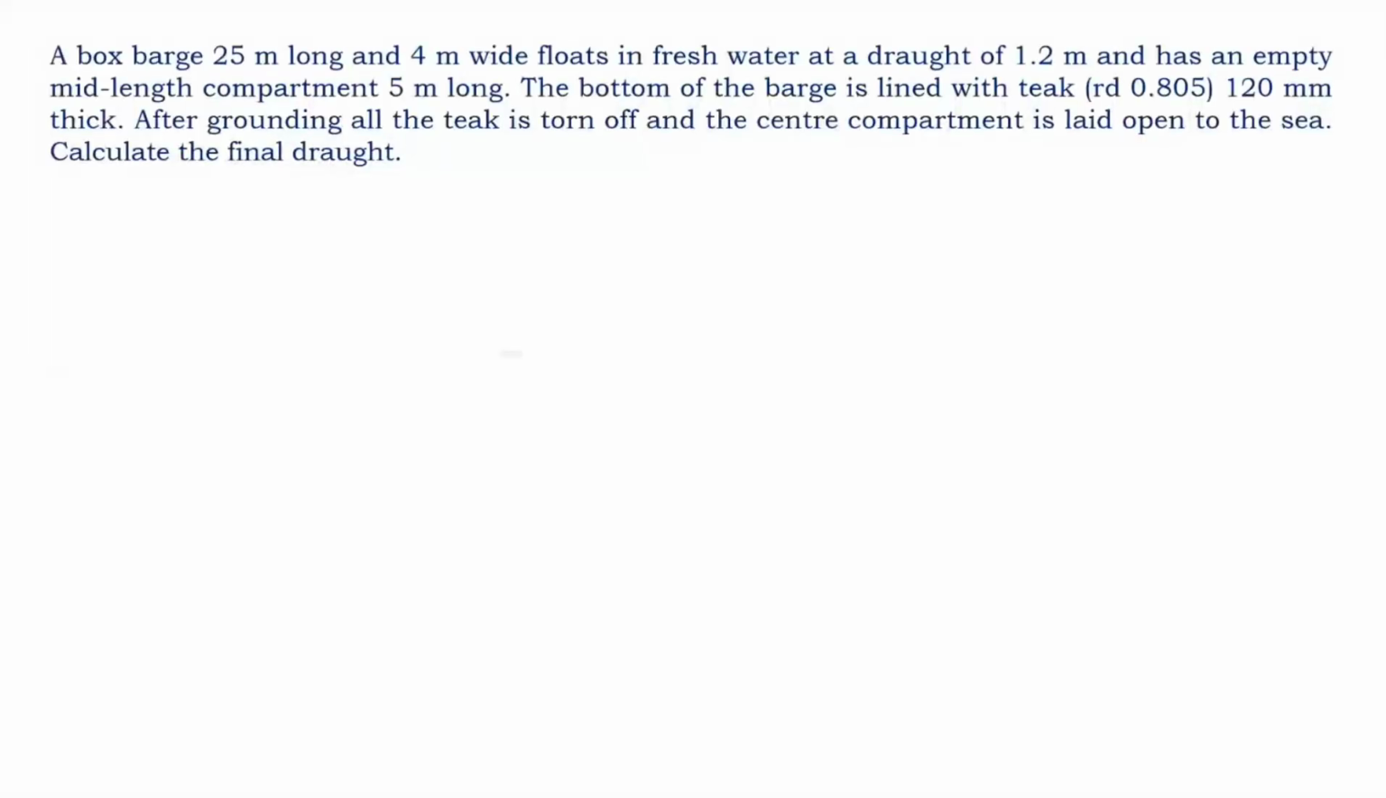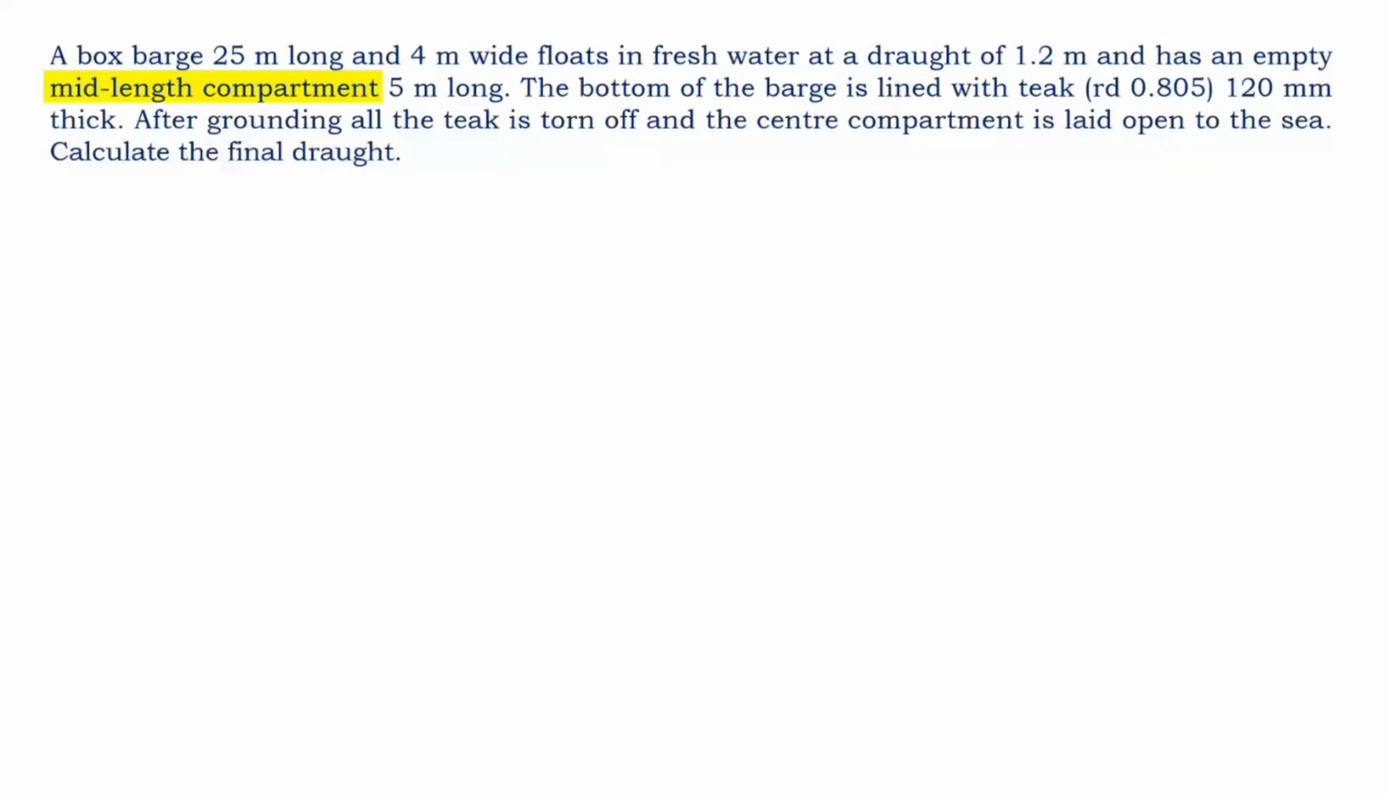Well, this is our problem. A box barge 25 meters long, 4 meters wide, floats in fresh water at a draft of 1.2 meters and has an empty mid-length compartment. That means the compartment lying in the midship, whose length is 5 meters. The bottom of the barge is lined with teak. It's a wood, of course. Relative density 0.805 and 120 millimeters thick.